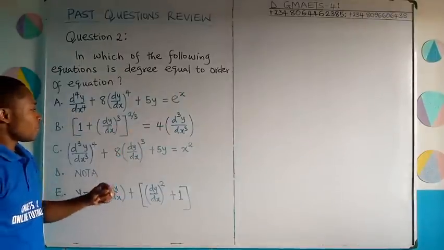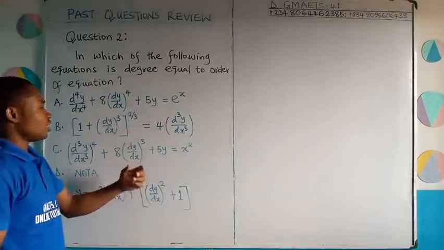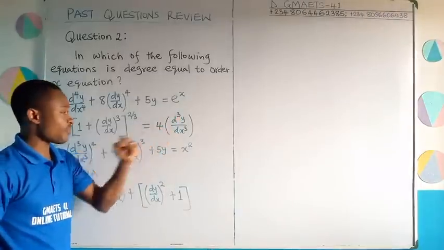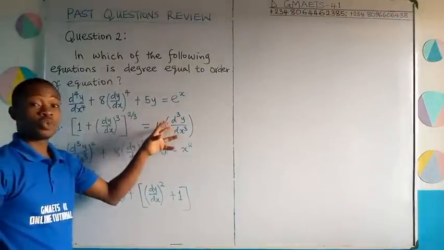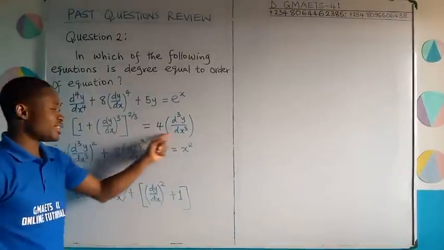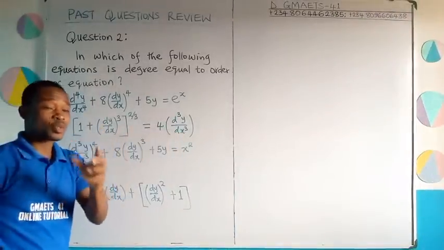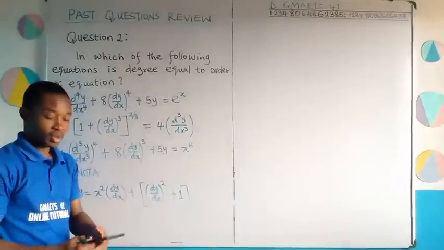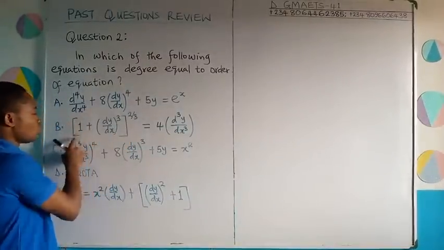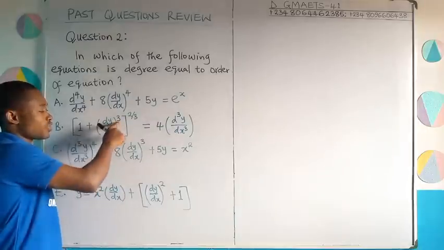Option B. Well, looking at option B, the order of the equation is order 3. You can say that, are you following right? The highest derivative of the dependent variable y here is 3 times. We cannot tell the degree here straight ahead except we clear this fractional index. And this fraction is 2 over 3, covering this whole term, 1 plus dy dx raised to the power 3.